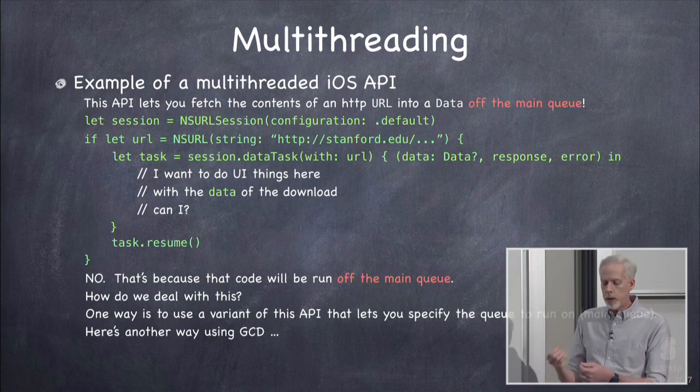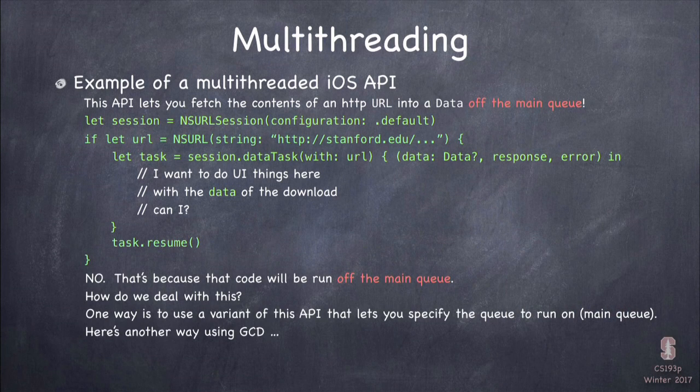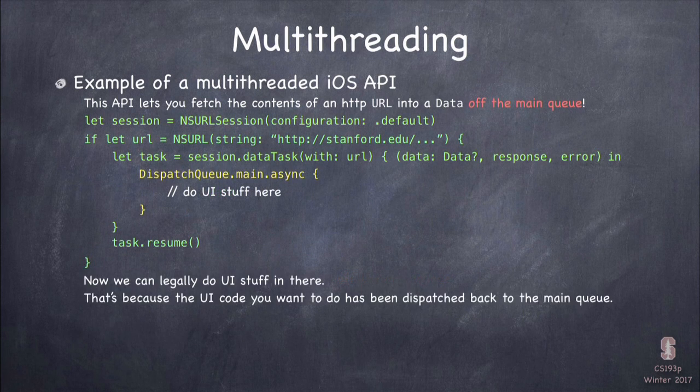You just put inside of this closure that you put right here another dispatch, back to the main queue, right? Dispatch queue main async with a closure. And you put your UI stuff in there. Now it's going to happen back on the main queue.